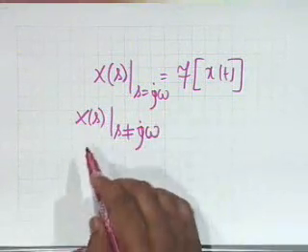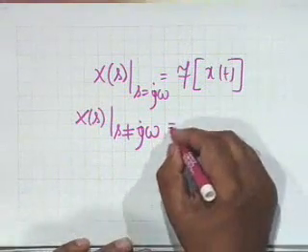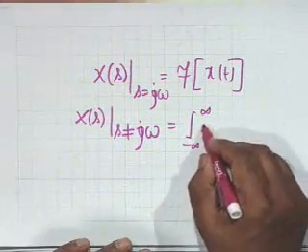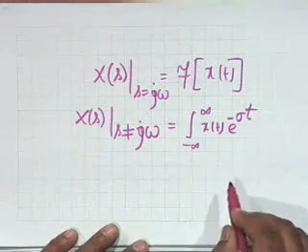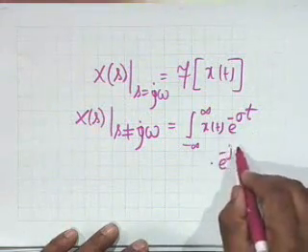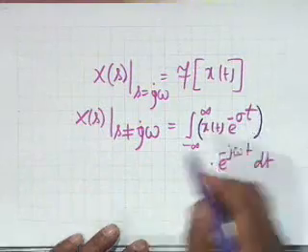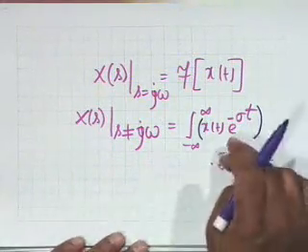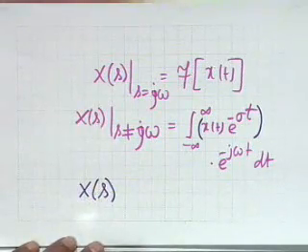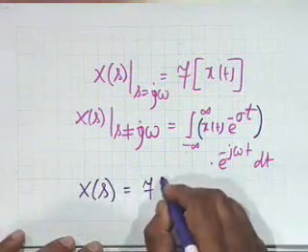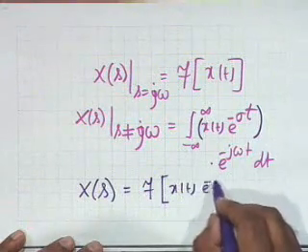The second equation is that capital X of s, if s is not equal to j omega, by definition you see, is the integral from minus infinity to infinity of x of t e to the minus st, which I can write as e to the minus sigma t multiplied by e to the minus j omega t dt. And you notice that if I define a new function of time as x of t times e to the minus sigma t, then obviously capital X of s in general, which is the Laplace transform, can be written as the Fourier transform of this new time function, that is x of t e to the minus sigma t.